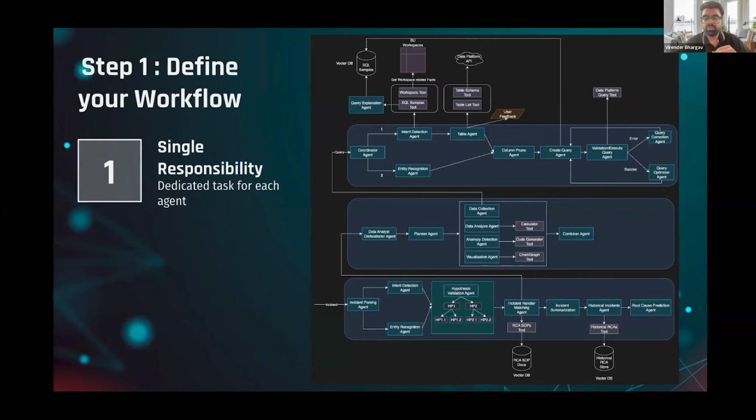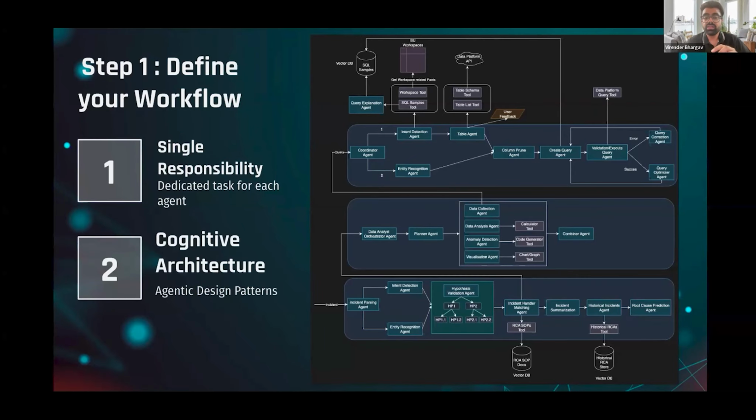What is also essential is following cognitive architectures. There are a few known agentic design patterns. These could be the reflection pattern, where a critique agent refines the output of the generation, or a delegation pattern, where the master agent decomposes the complexity and distributes it to sub-agents for specialized workflows.